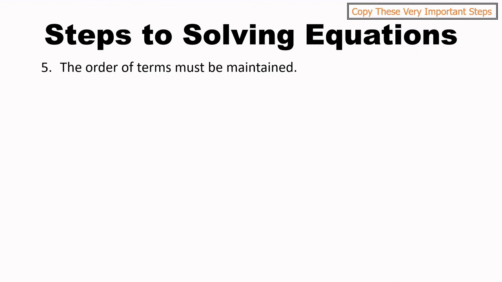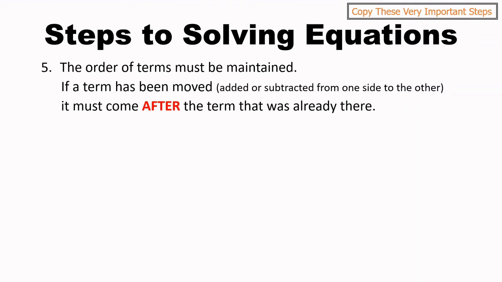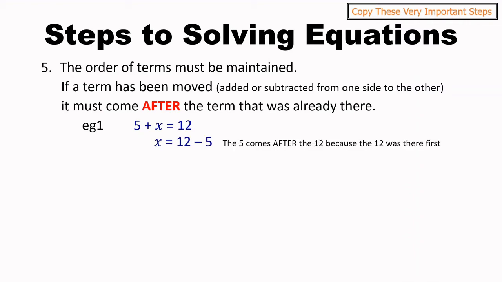Step 5 is more a rule than it is a step, but it's very important. The order of terms must be maintained. If a term has been moved, that is added or subtracted from one side of the equation to the other side of the equation, it needs to come after the term that's already there. So for example, when I move the 5 to the right-hand side of the equation, it's new to that side of the equation. It has just arrived on the right-hand side, so the 12 must stay first, then the 5 comes after.